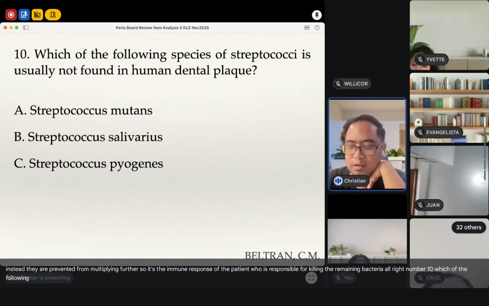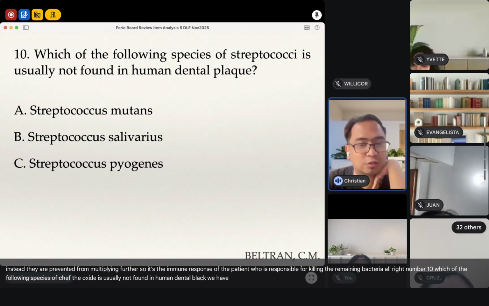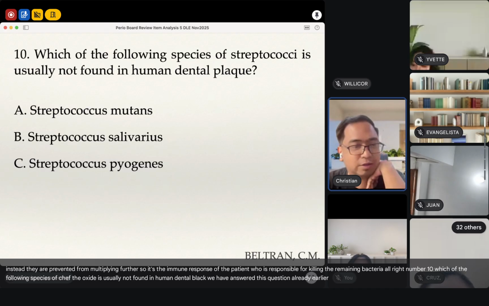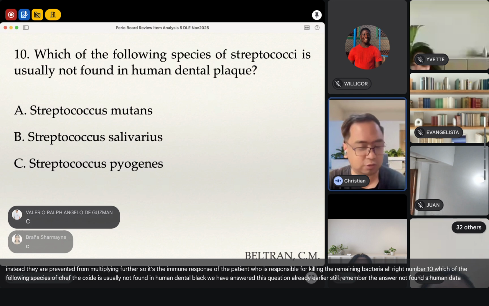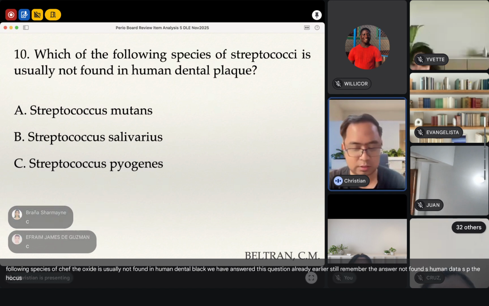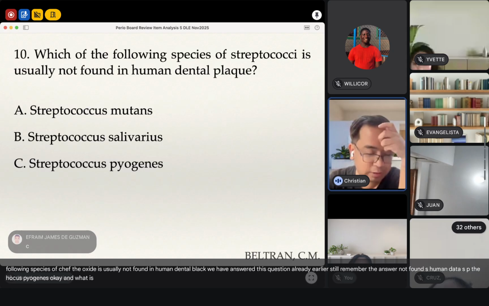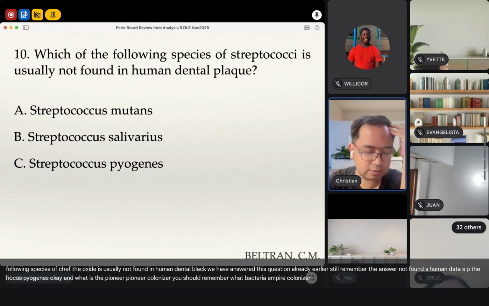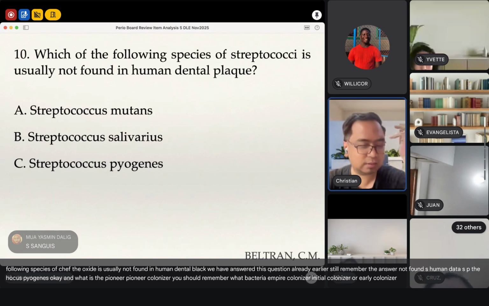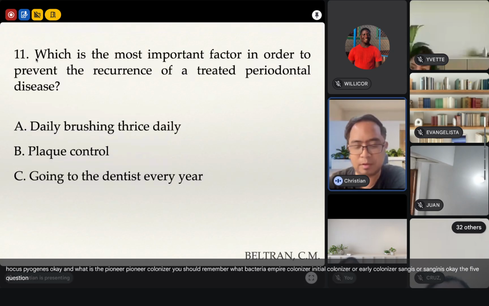Number 10. Which of the following species of Streptococci is usually not found in human dental plaque? We have answered this question already earlier. Still remember the answer? S. pyogenes, Streptococcus pyogenes. And what is the pioneer colonizer? What bacteria is the initial or early colonizer? S. sanguis or S. sanguinis. So only 5 questions left.